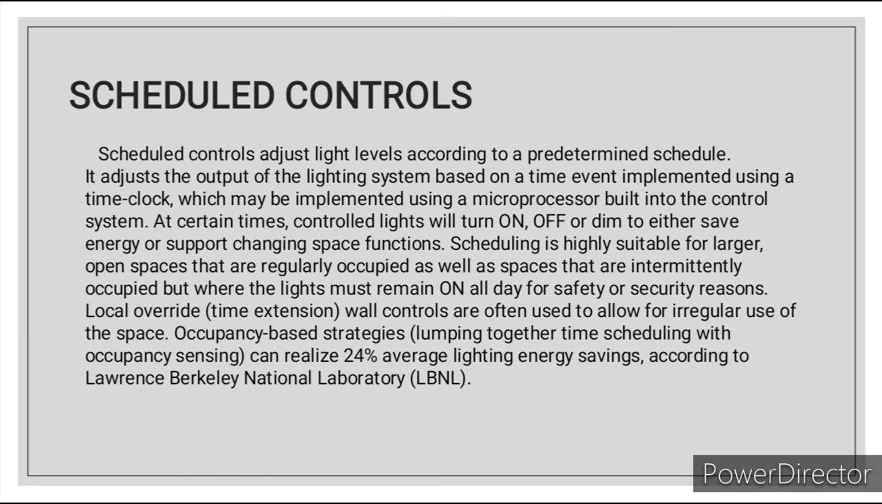Scheduled controls. Scheduled controls adjust light levels according to a predetermined schedule. It adjusts the output of the lighting system based on a time event implemented using a time clock, which may be implemented using a microprocessor built into the control system. At certain times, controlled lights will turn on, off, or dim to either save energy or support changing space functions.